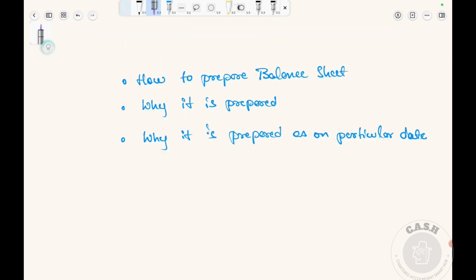Now you know why the balance sheet is prepared and why it is prepared as on a particular date. In the next video, we will discuss how to prepare a balance sheet.